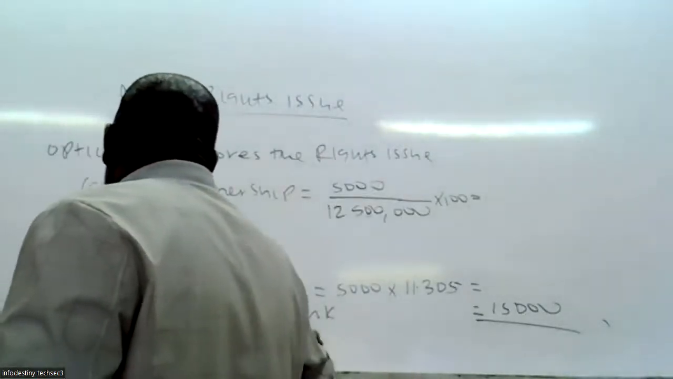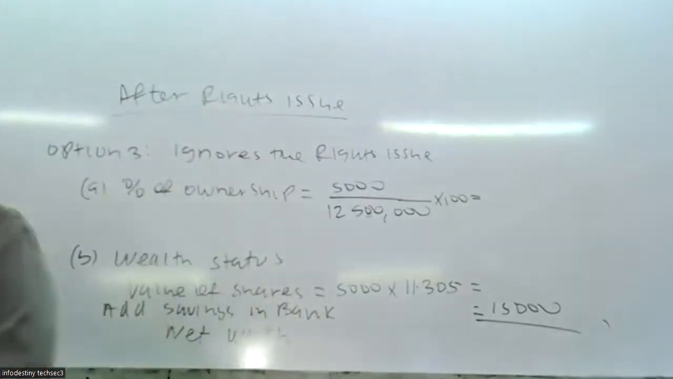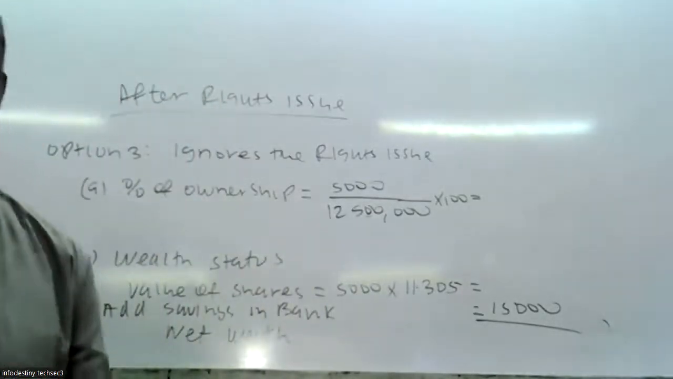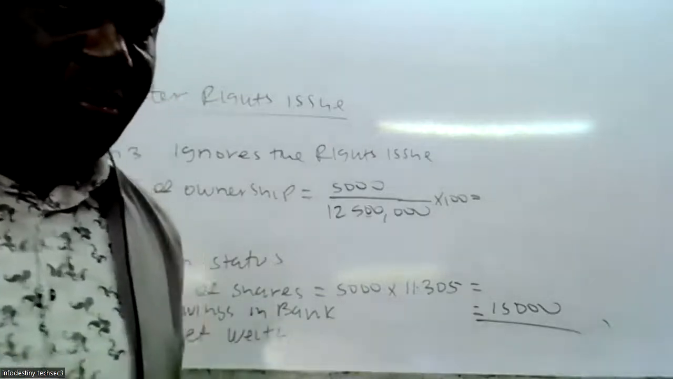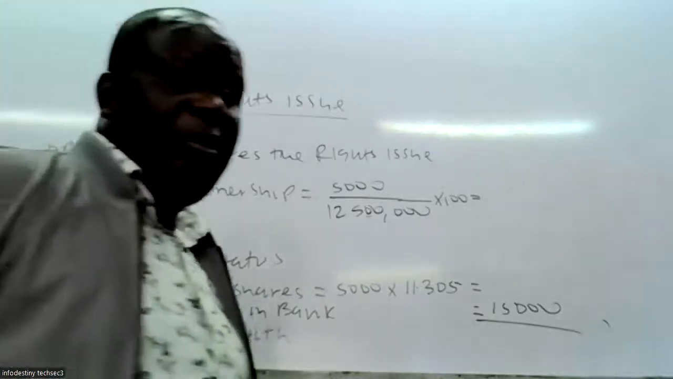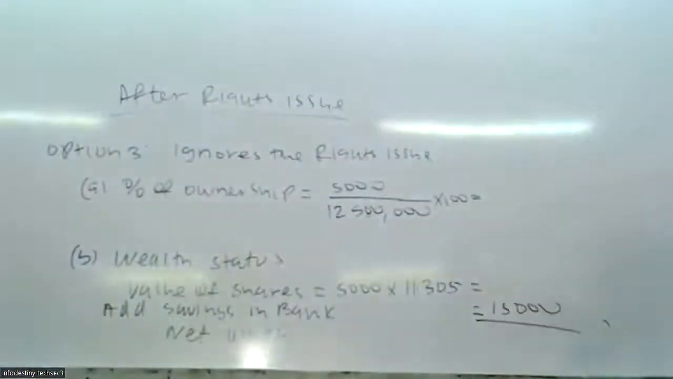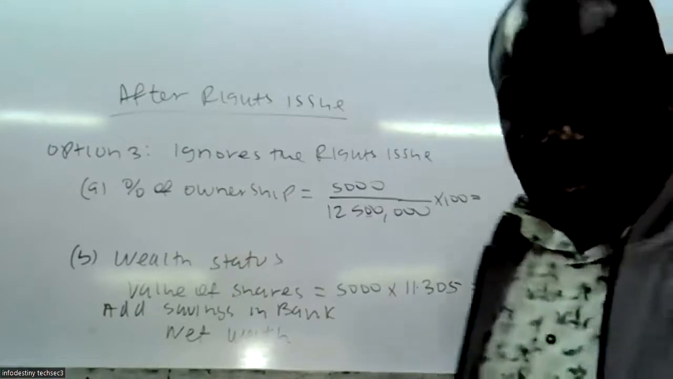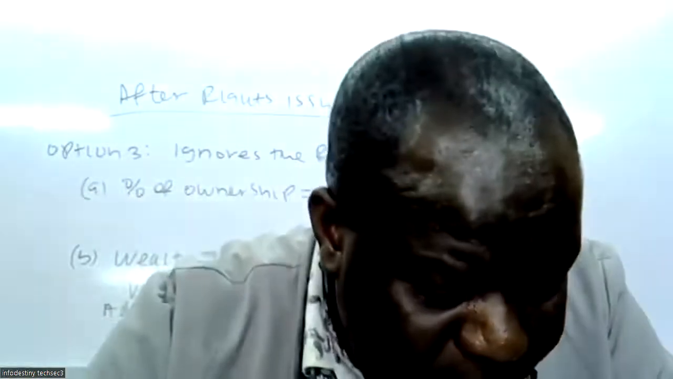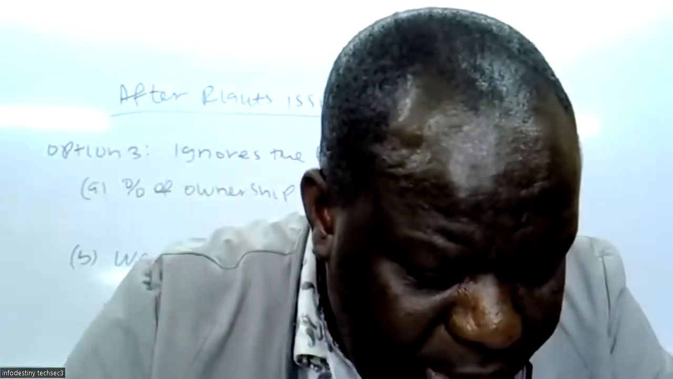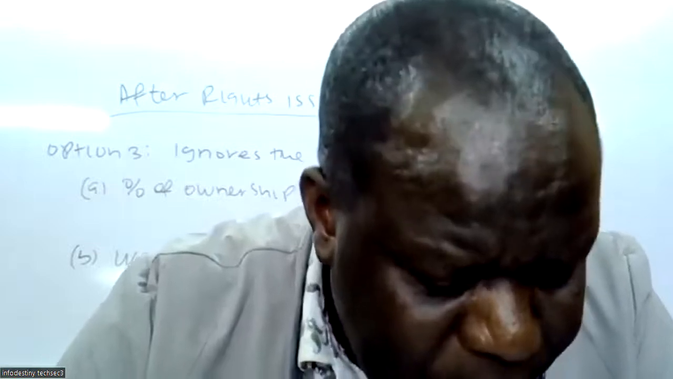He did not participate in the right issue, so there will be no cost for the rights. So when you ignore, the percentage of ownership has gone down, and this wallet status has also gone down. I hope you realize that. Yeah. So now the question was asking you to advise. You are meant to calculate the following options and identify the best option to the investor.